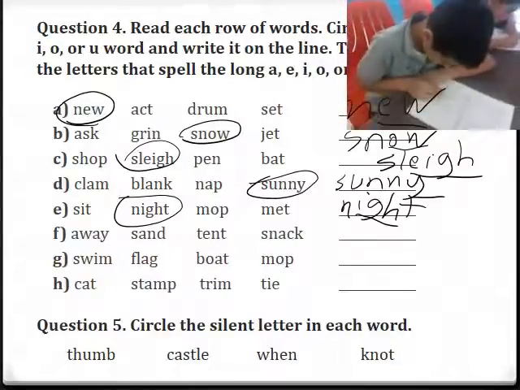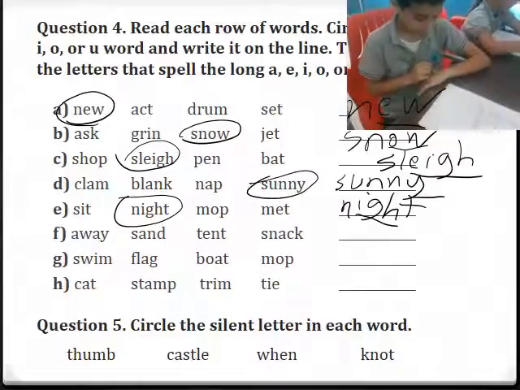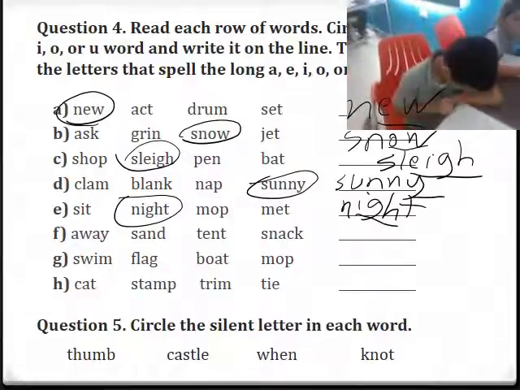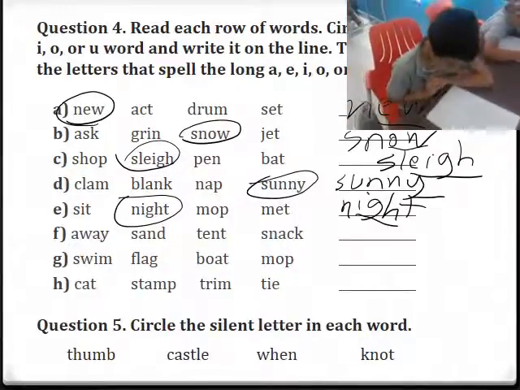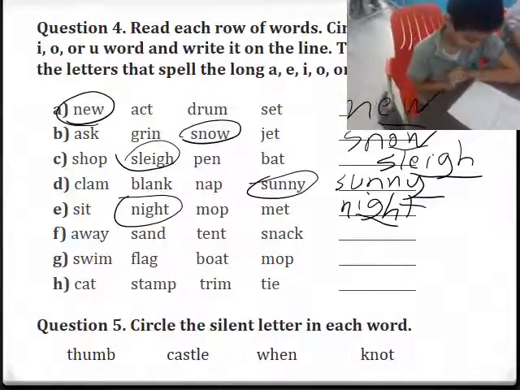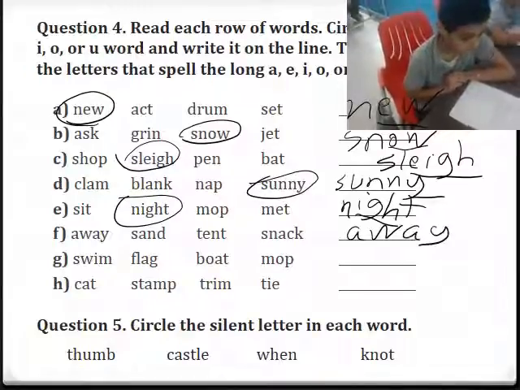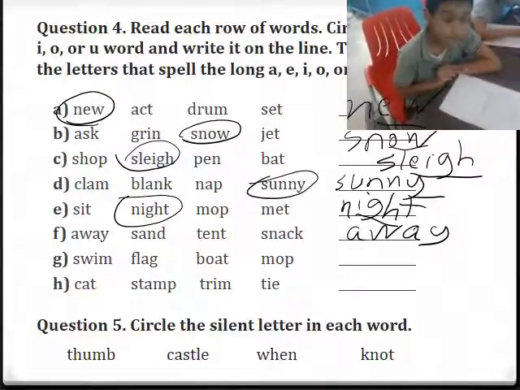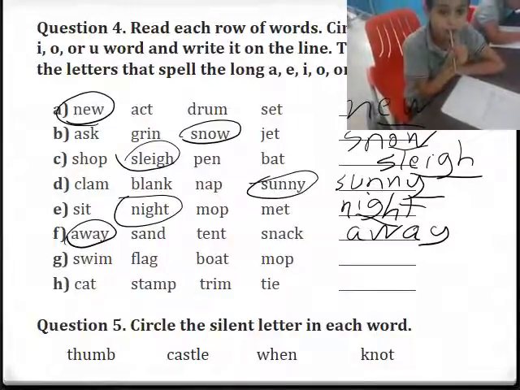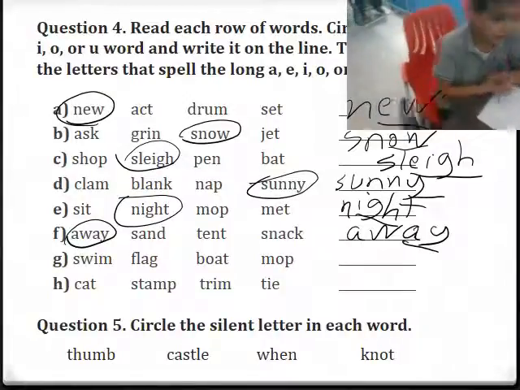The next row F, read it, Ali. Away, sand, tent, snack. Which word has a long sound? Away. What sound do you hear in away? A. Okay, what letters are we supposed to underline? A-Y. Very good.